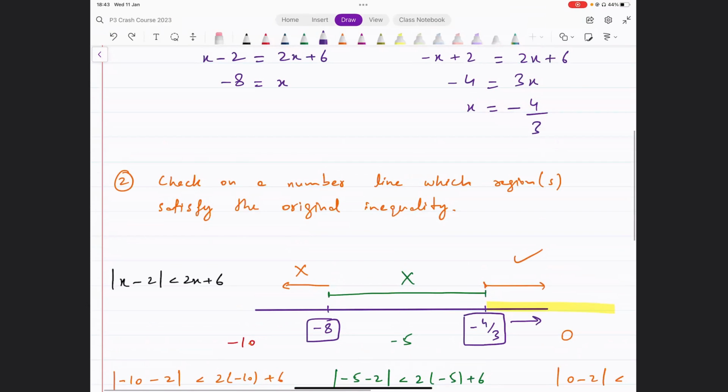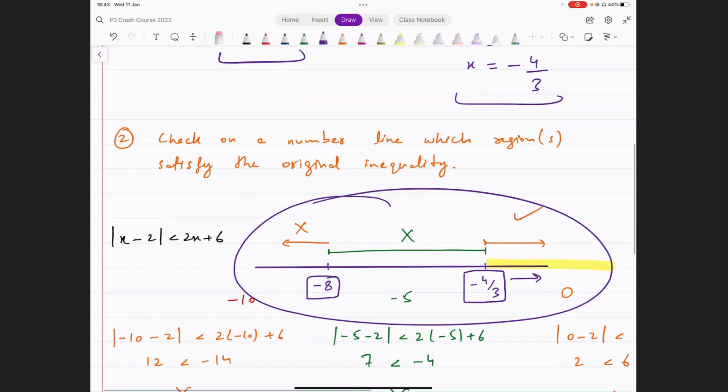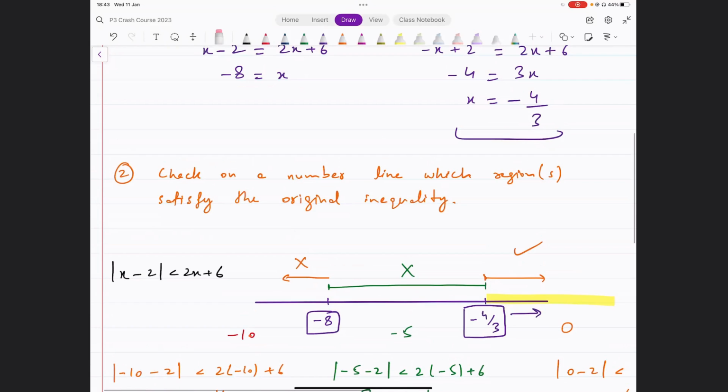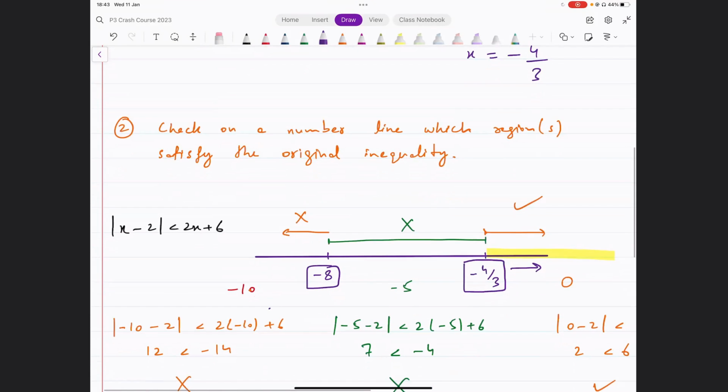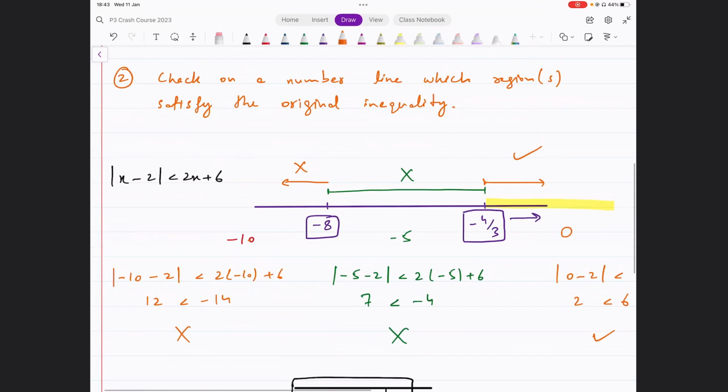Once you have figured out these cutoff points, what you do is you draw a number line. You draw a number line, you mark those points there. -8 is a smaller number, so that's going to be on the left side here. -4/3 is a bigger number, that's a larger number, that's on the right side. And now what you do is you see on the number line, your number line is divided into 3 different regions. One region is towards the left of -8. One is in the middle of these two values, between -8 and -4/3, and the other region is towards the right.